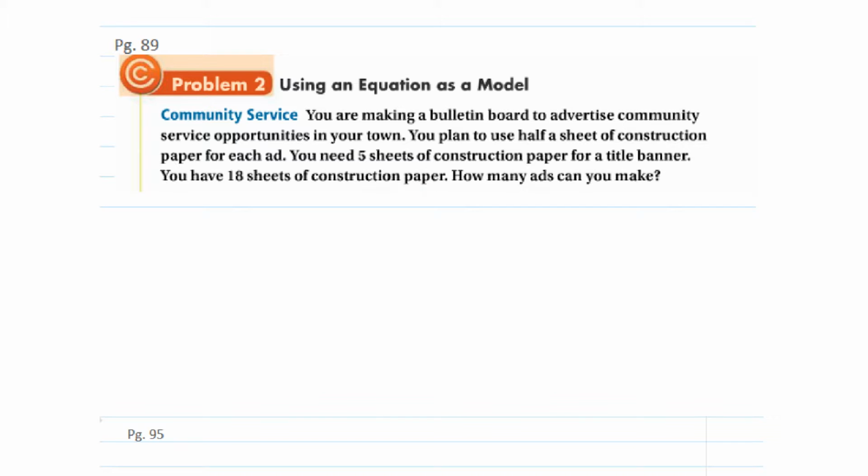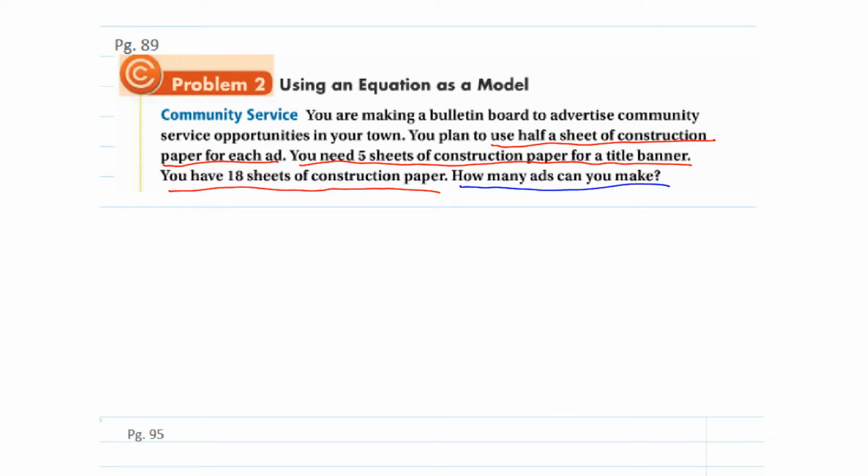Our next example comes from page 89 in our book, problem 2. It says we're using a bulletin board to advertise community service opportunities in the town. You plan to use half a sheet of construction paper for each ad. You need 5 sheets of construction paper for a title banner. You have 18 sheets of construction paper. So how many ads can you make?